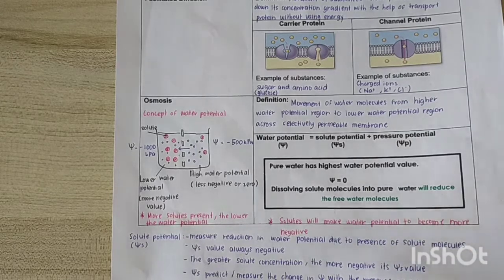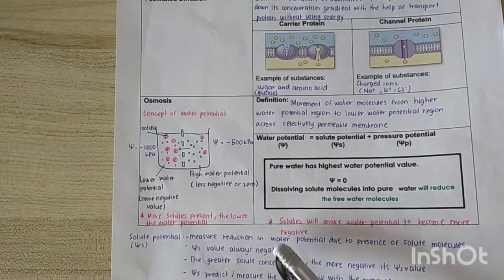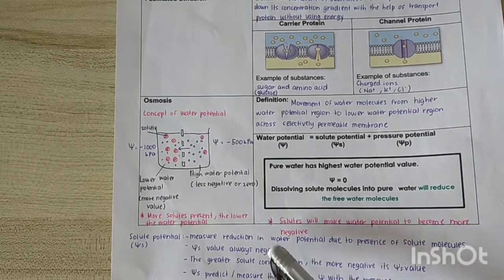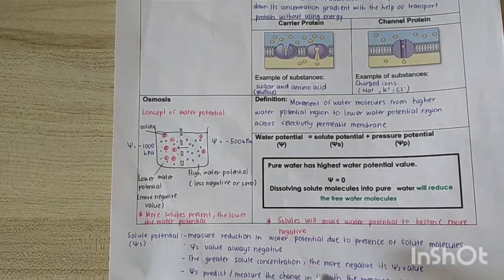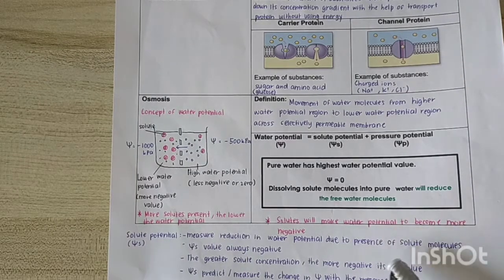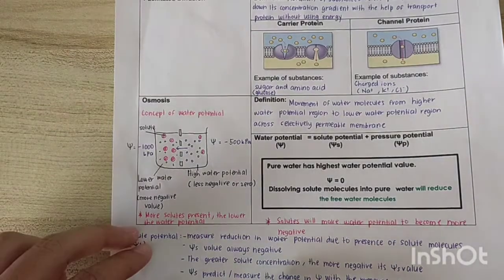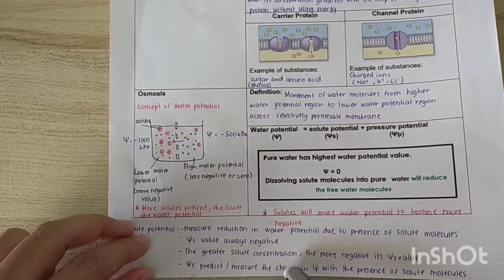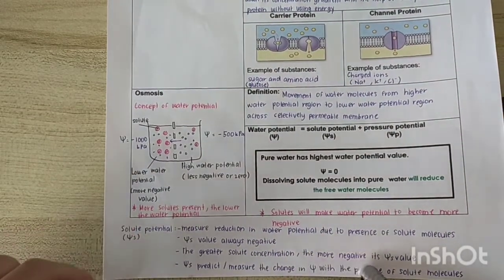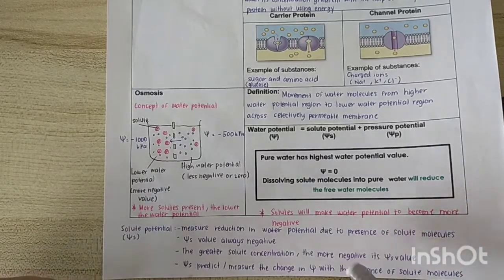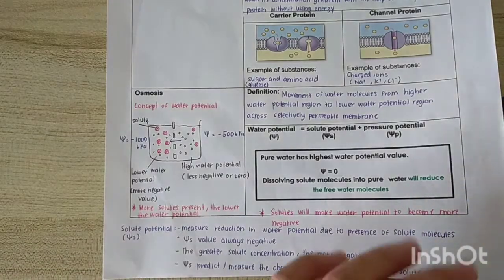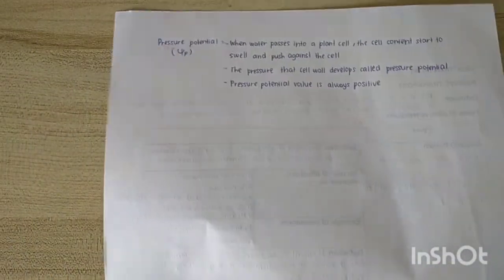Okay, maksudnya kalau misalnya di dalam sesuatu solution tu, solute concentration dia adalah tinggi, so apa yang akan berlaku adalah dia punya nilai solute potential pun akan jadi semakin negatif. Okay, and then solute potential will predict or measure the change in water potential with the presence of solute molecules. Okay, so this is for solute potential. So what is the difference with pressure potential?